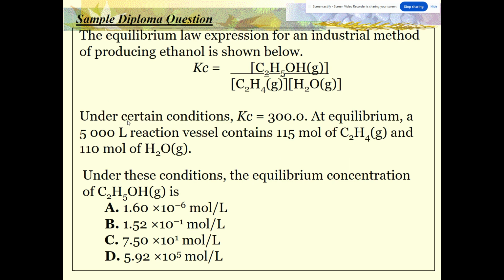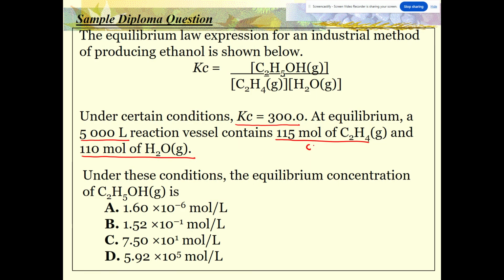Now we have another sample diploma question. You're given the following Kc expression. You're given Kc again. You're given the volume of the reaction vessel and the number of moles of two of the substances, the two reactants. I have to, again, find concentration. Remember that C means concentration. The square brackets mean concentration.